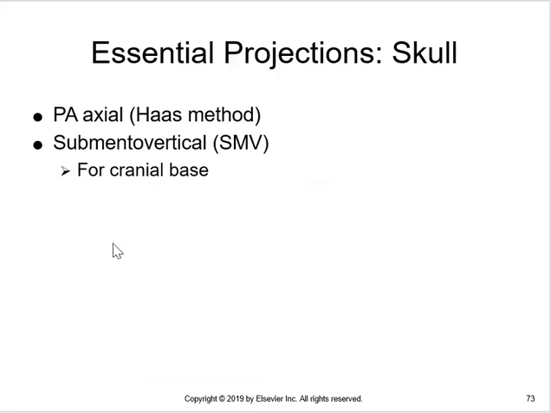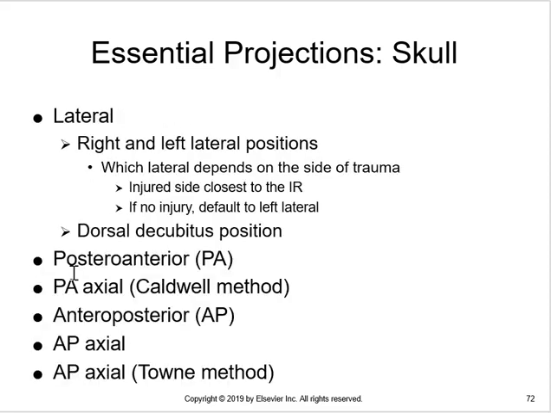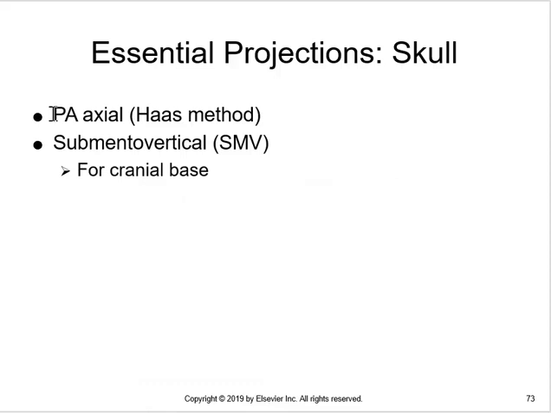And then SMV we're going to use over and over again. So the views that we're going to see over and over again are lateral, positioning for the PA, might utilize the central ray angulation, but there are a couple of different variations of the Caldwell that we're going to use. If you can't shoot PA, we're going to use AP. AP axial if we can't shoot a PA axial for Caldwell method. The AP Towns, if we can't shoot AP the Towns, then we'll use a PA axial Haas. And a SMV, we're going to see that in pretty much every exam group that we talk about this semester.